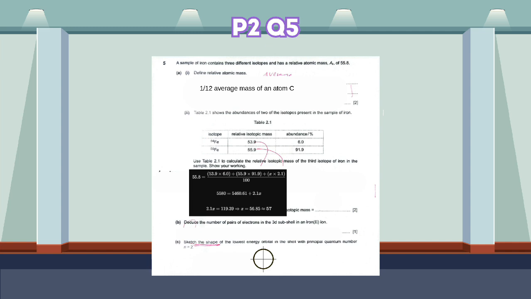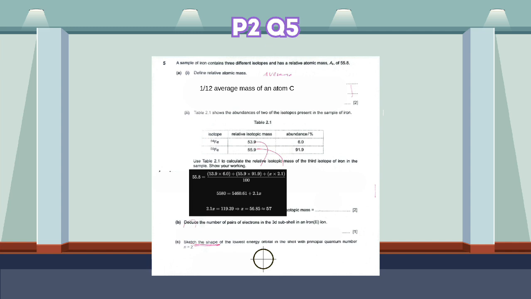And then for the next question, define relative atomic mass. The relative atomic mass is 1 divided by 12 of the average mass of an atom of C-12. And then calculate the relative isotopic mass of the third isotope of iron in the sample. Show your working.